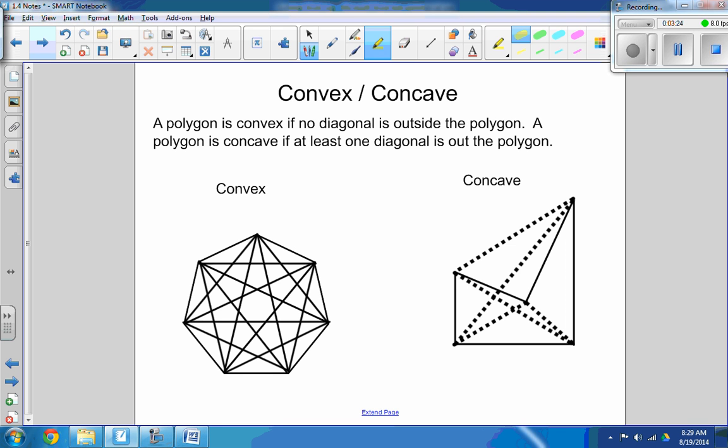Convex or concave. A polygon is convex if no diagonal is outside the polygon. A polygon is concave if at least one diagonal is outside the polygon. So you can see this first one is convex, I drew all the diagonals, and you can see they're all inside the polygon. Concave, look at this. These diagonals are outside of the polygon. So convex, the diagonals are inside. Concave, you have at least one diagonal that's outside the polygon.